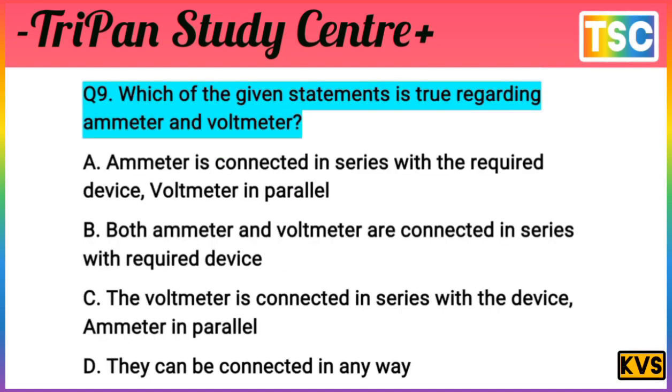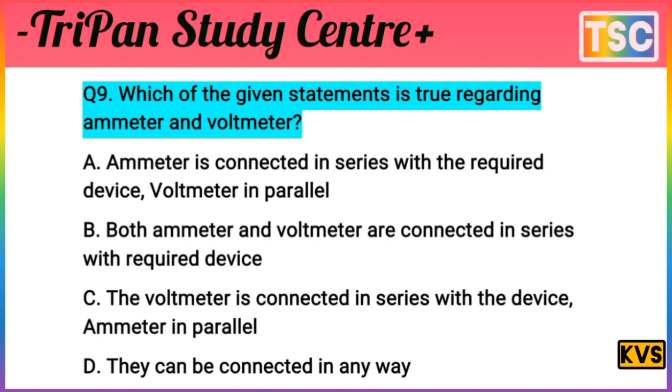Next question on your screen. Which of the given statements is true regarding the ammeter and voltmeter? The question is clear. Option A, ammeter is connected in series with the required device, voltmeter in parallel. Option B, both ammeter and voltmeter are connected in series with the required device.